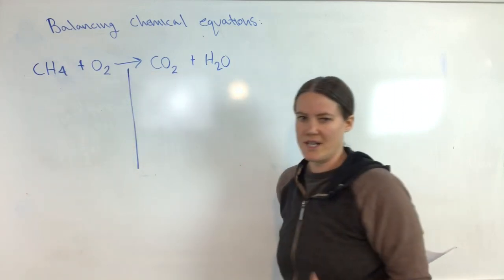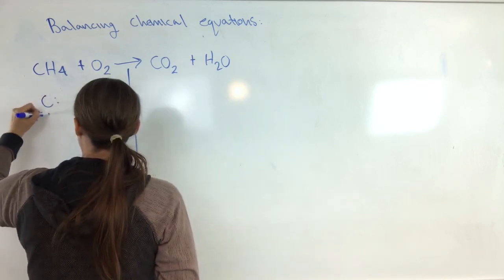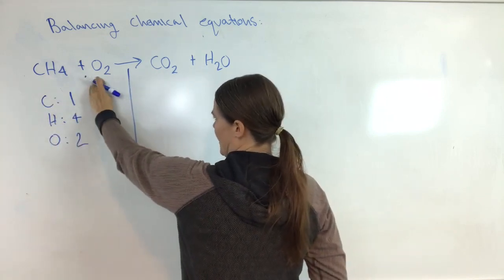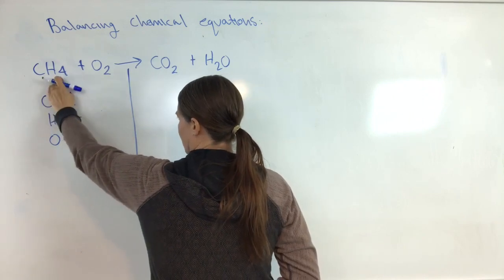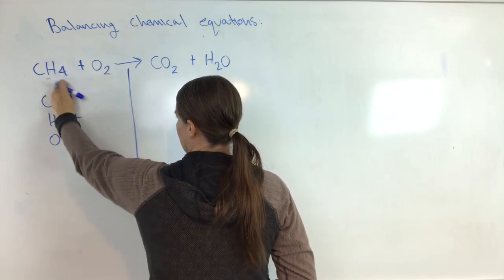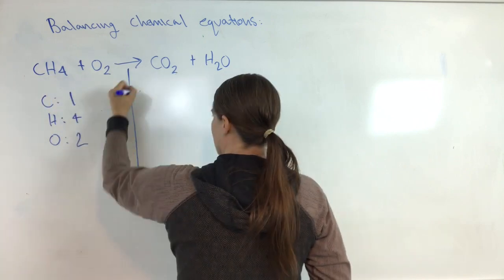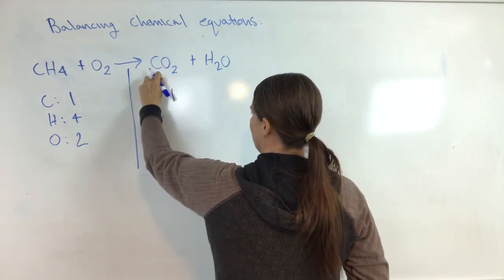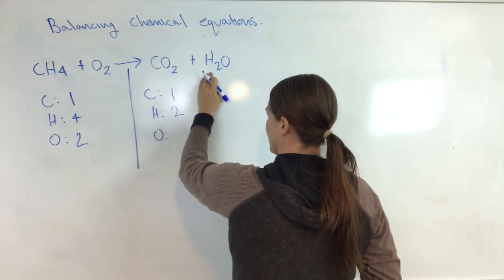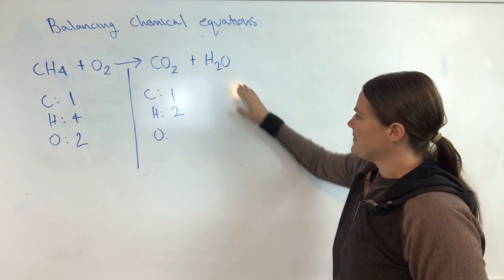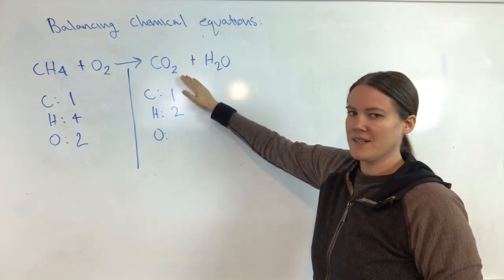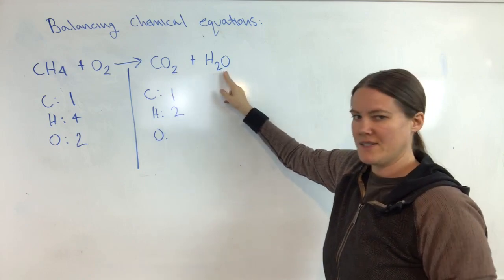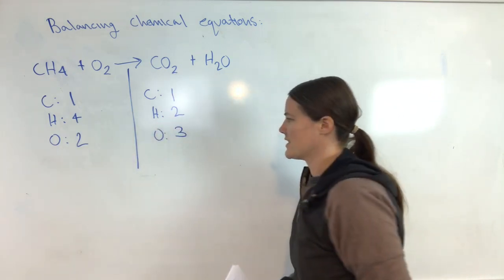We just want to inventory what we have on both sides. Here we have carbon, hydrogen, and oxygen. We have 1 carbon, 4 hydrogens, and 2 oxygen. I just looked at how many of these I had in this molecule and then in this one. Now I'm just going to list what I have on the other side. On this side I have 1 carbon, I have 2 hydrogens right here, and then this one is a little bit different, so we have oxygen in more than one product. So we need to add up all of the oxygens. We have 2 oxygens here, and 1 here. So 2 plus 1, we have 3 oxygens.